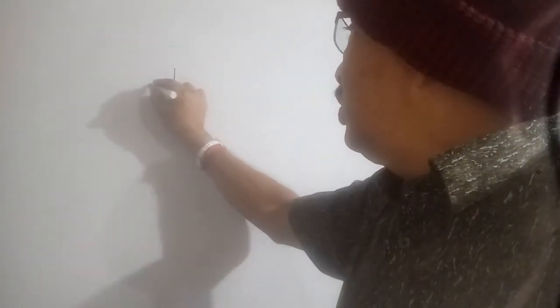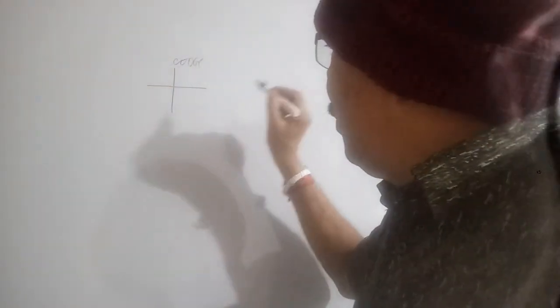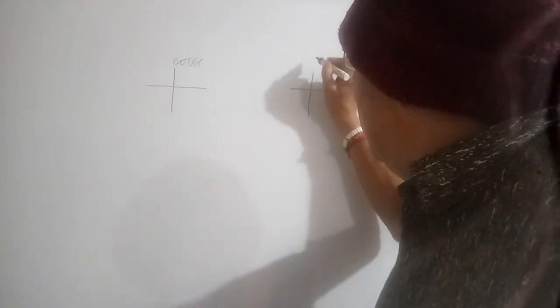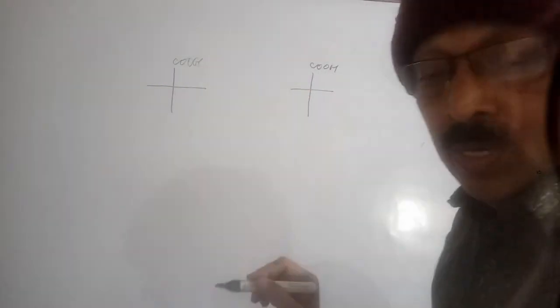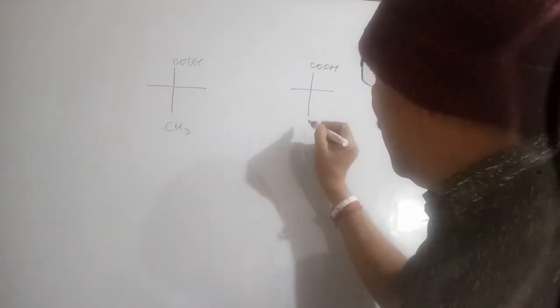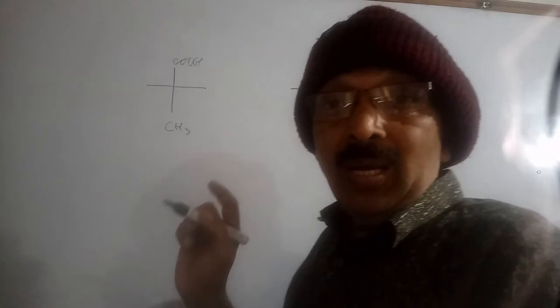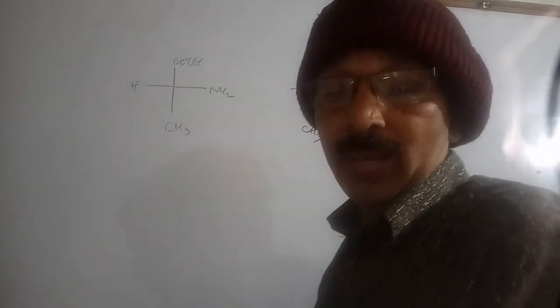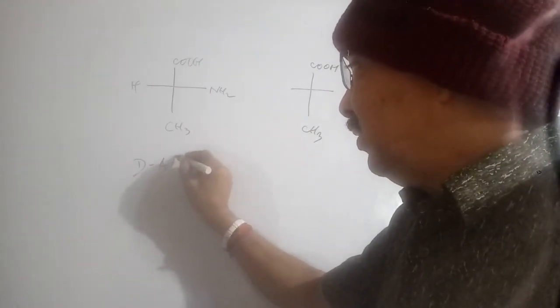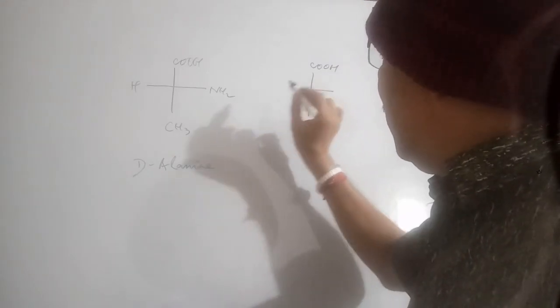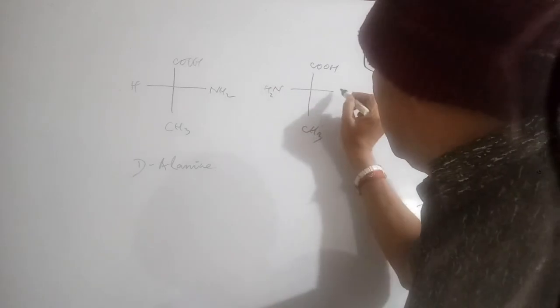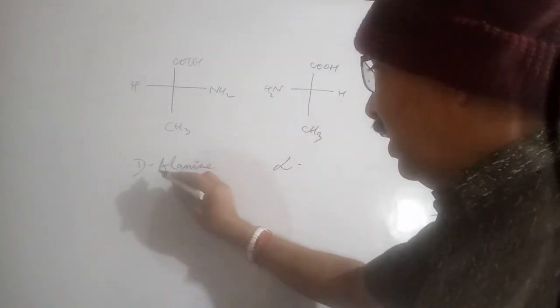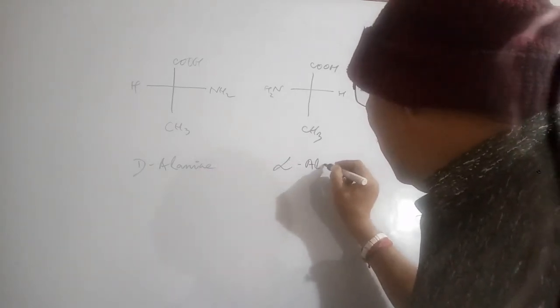So we can represent alanine in two different forms, D form and L form. The most oxidized form, COOH, is at the top. Here also it is at the top. Now coming to CH3, alanine is there. In place of R is CH3. When the amino group, that is NH2, is present on the right hand side, and here is H, then it is called D-alanine. And when the NH2 group is on the left hand side, then it is called L-alanine.